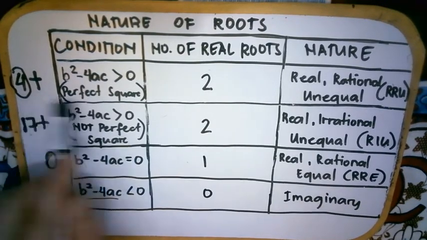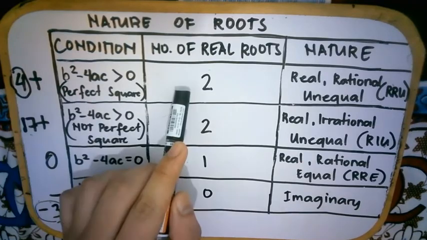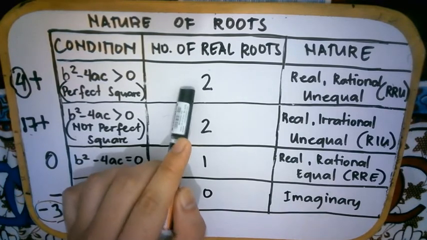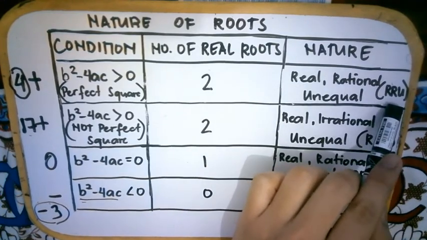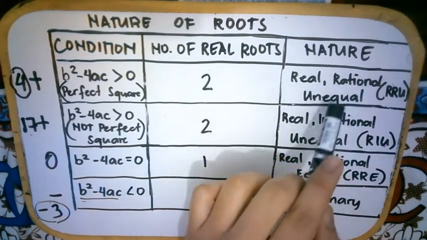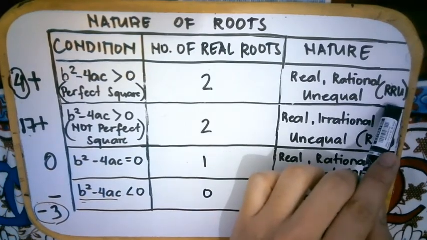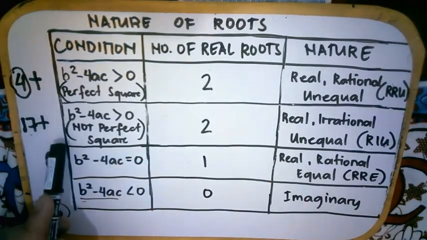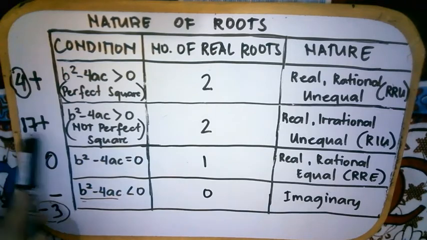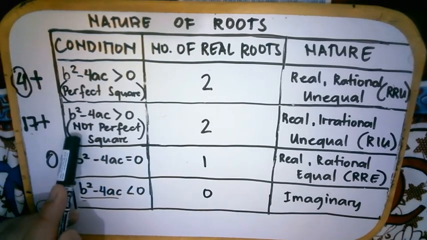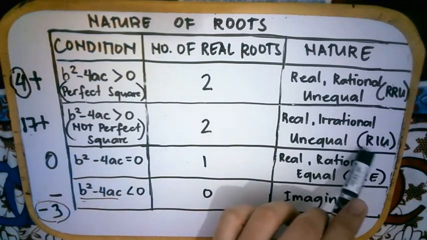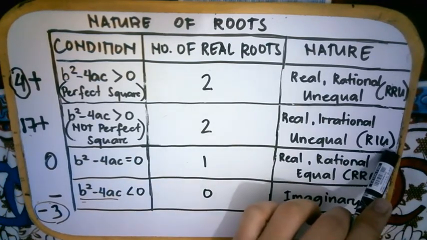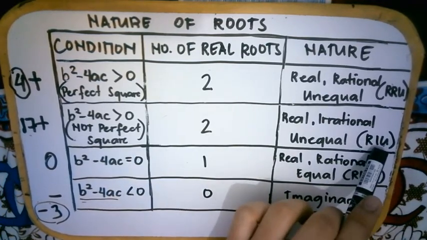Kapag positive perfect square ang discriminant, ang number of real roots ay 2, and then ang nature ay RRU. Real, rational, and unequal. Kapag ang value ng discriminant ay positive, pero hindi naman perfect square, ang number of real roots ay 2, and then ang nature ay RIU. Real, irrational, unequal.